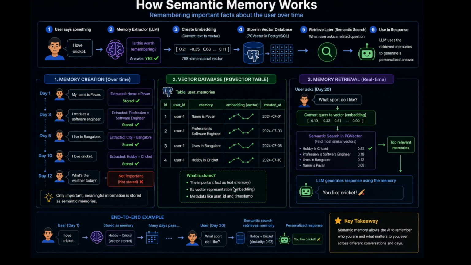What is stored here is the important fact as text, its vector representation, that is nothing but the embeddings, and metadata like user ID and the timestamp.